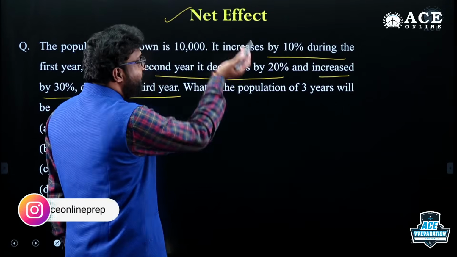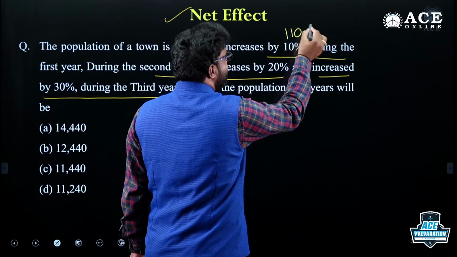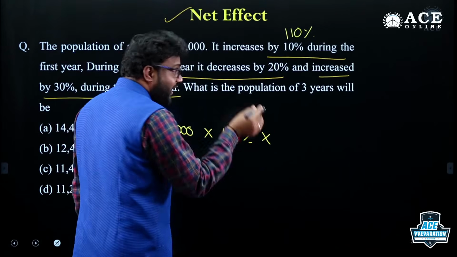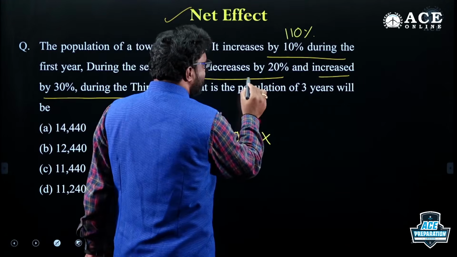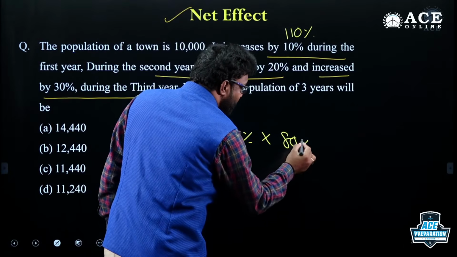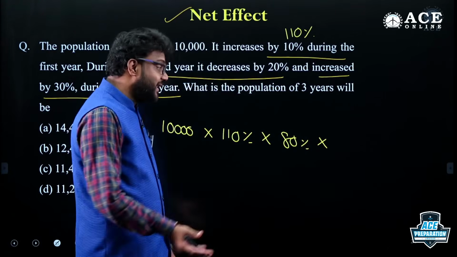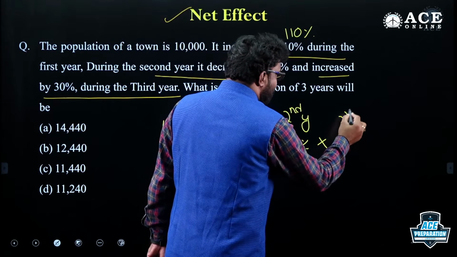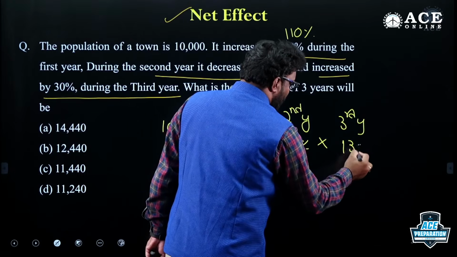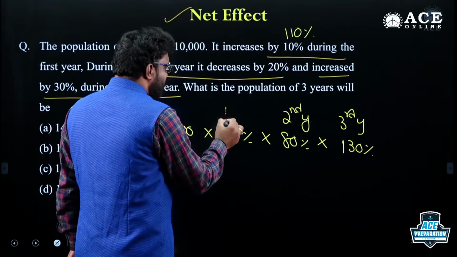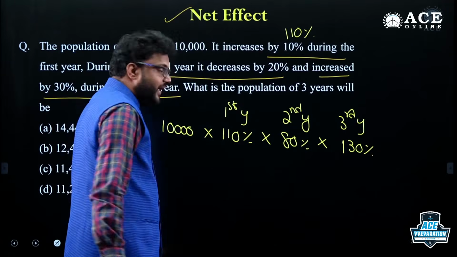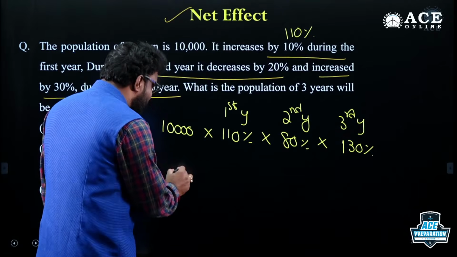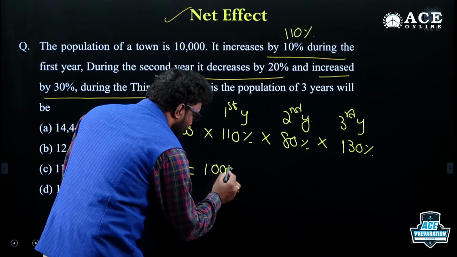First year, 10% increase. 10% increase means we should write 110%. Second year, 20% decreased. As it is decreased by 20%, we have to write 80%. Third year, 30% increase, we should write 130%. So if you do the calculation, this is one method. I'll give you the other method as well, don't worry.